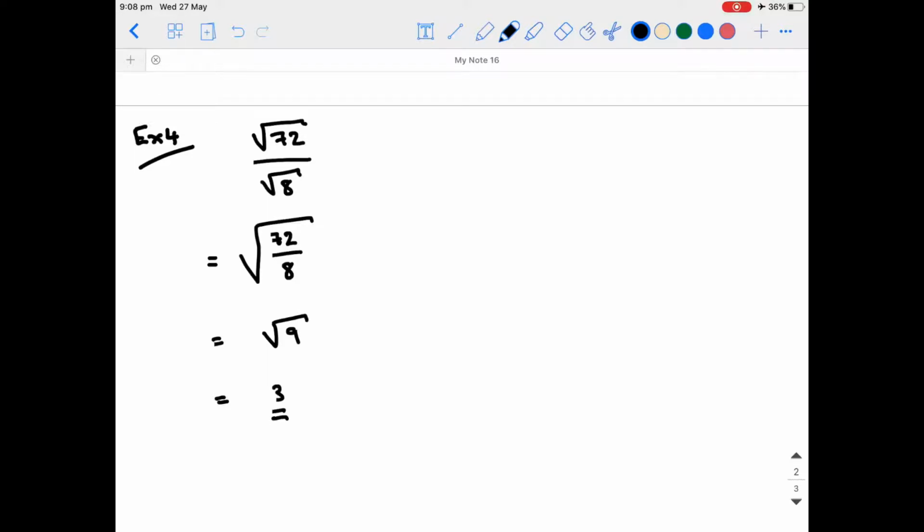Now what some people might try and do is simplify each root first. If you want to do that, that's perfectly fine. We know that the root of 72 is the same as saying the square root of 36 times the square root of 2, because 36 times 2 is 72. The square root of 8 can be simplified down to the square root of 4 times the square root of 2.